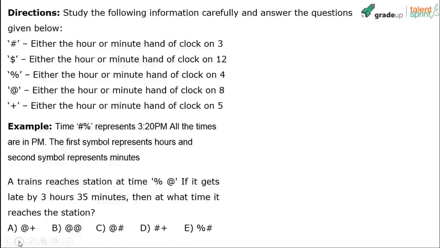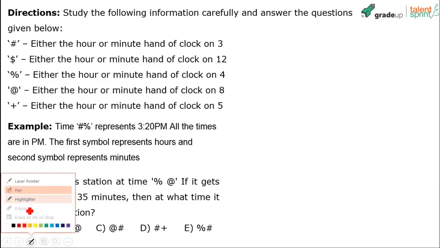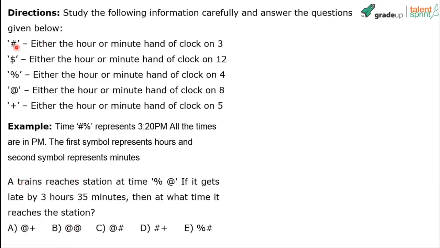Study the following information carefully and answer the questions given below. Now what is the information given? The symbol hashtag means either the hour or minute hand of the clock is on 3. Dollar means either the hour hand or minute hand of the clock is on 12. Percentage means that either the hour hand or minute hand is on number 4. Then at the rate is for number 8 and plus is for number 5.